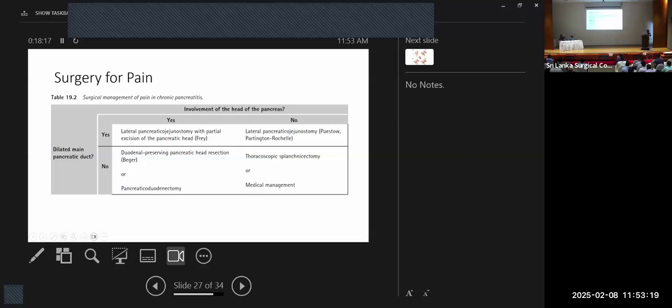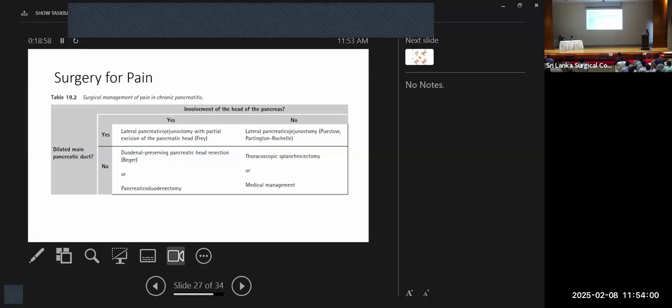Sometimes there is no dilated duct, but there is a lot of inflammation in the head. There, you have to get rid of the head. So you have two options. Either you can do a classic Whipple operation, or because you don't have anything against the duodenum and the bile duct in this patient, right? They have not done anything to trouble you. You can leave those two behind and just go out the head of the pancreas, unlike in malignancy. So that is called a Beger's operation, right?